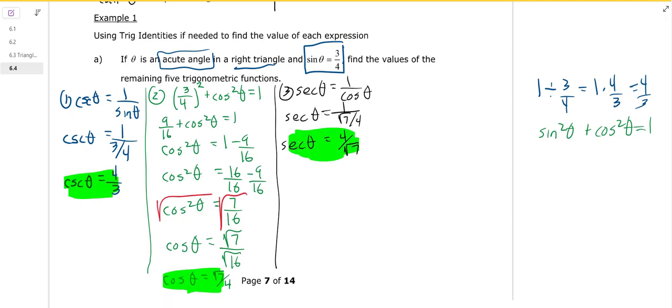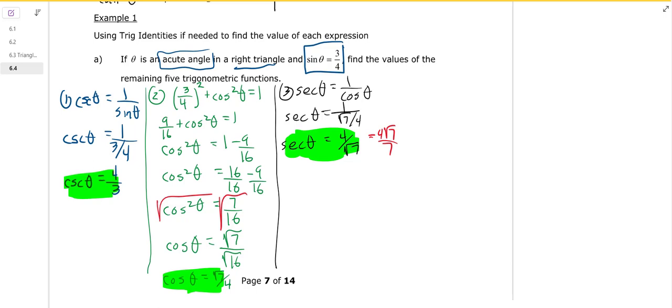You could rationalize that if you want to, but there's no law of the universe that says thou shalt rationalize thy denominator. Okay, I kind of get tired of doing that. You can learn how to do that in your head too. So you just end up getting 4 root 7 over 7 if you want to do that. Okay, so I'll kind of take care of that. Now that leaves us, we still got to find the tangent and the cotangent.